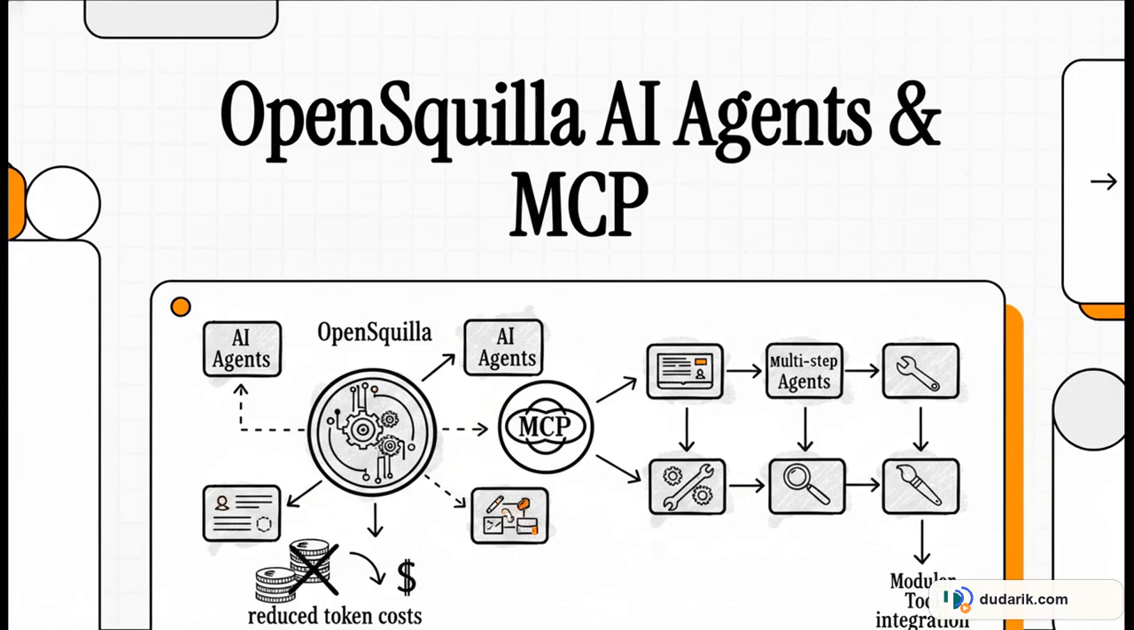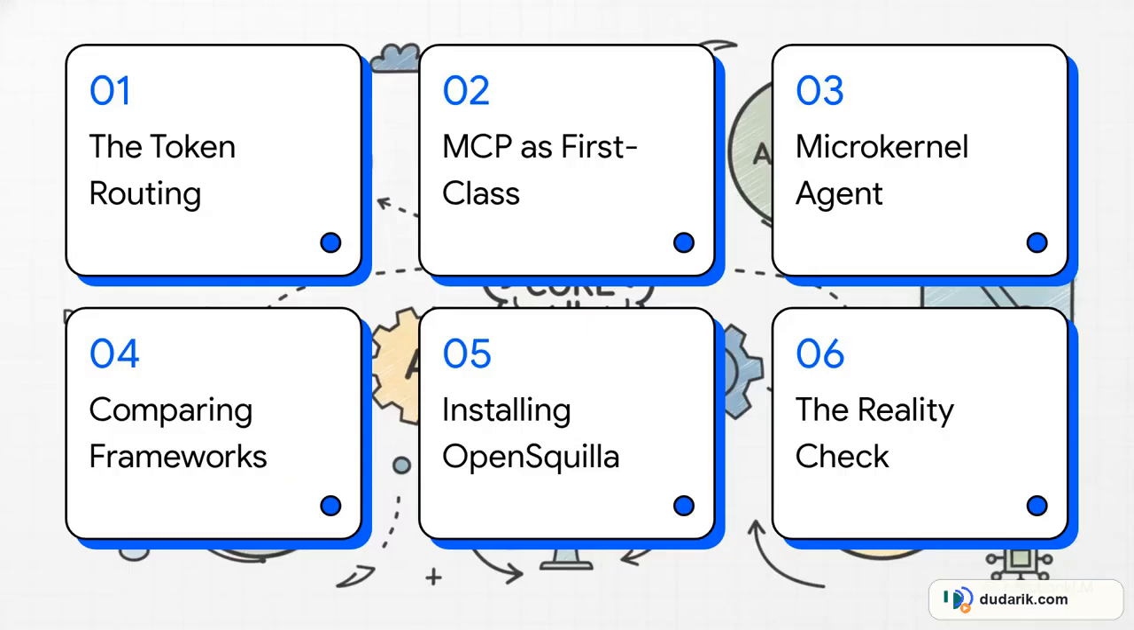It claims to drastically reduce your token costs while prioritizing Model Context Protocol, or MCP integration, right out of the box. So if you're building multi-step agents and you're just feeling the absolute sting of API costs, or if you're looking for a much more modular way to integrate tools, you're going to want to pay close attention to this one. Here's the roadmap for our deep dive today.